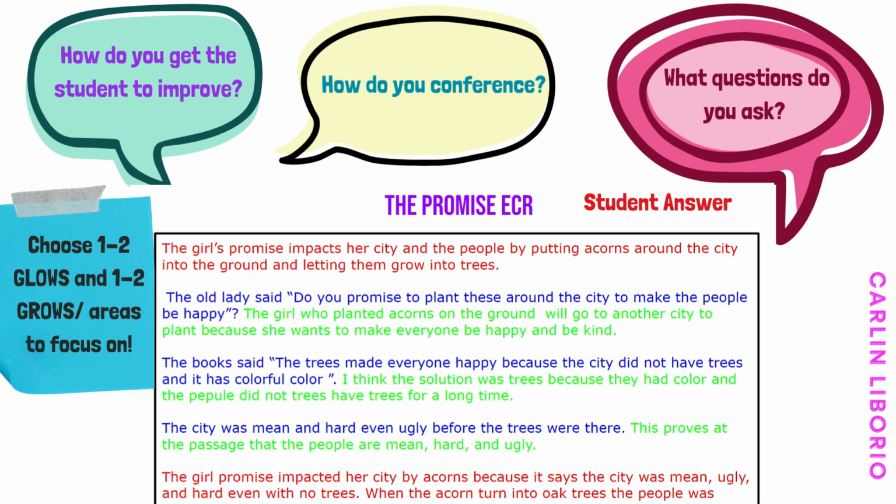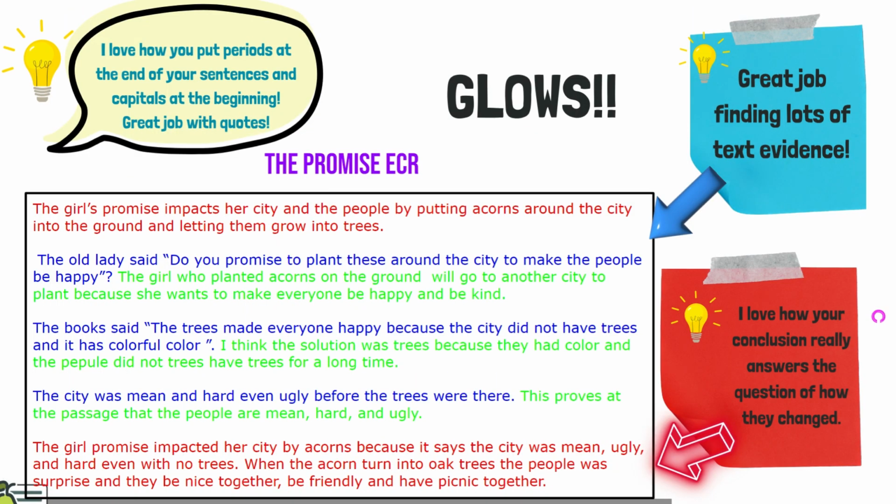And we're going to choose 1 to 2 glows and 1 to 2 grows or areas to focus on. We're not going to tell them everything wrong with their writing. We're just going to focus on a few things to really get them confident and ready to grow in their writing. Okay, so let's take a look at the student's essay.